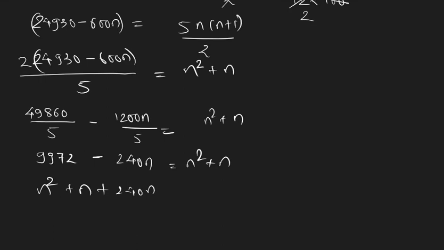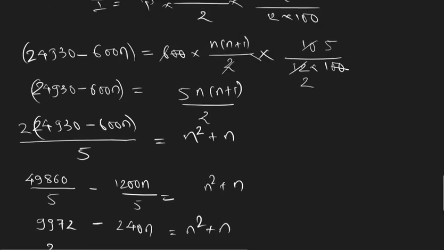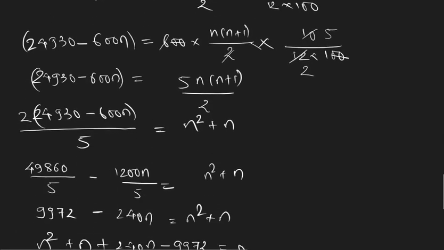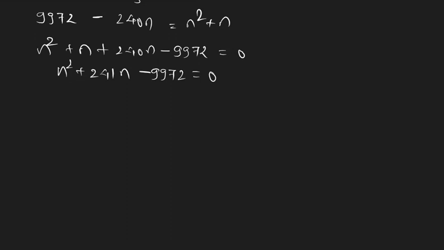And this 9972 also goes that side, so it becomes minus 9972 is equal to 0. So this will become n square plus 241n minus 9972. I hope this is correct, man, because so much hard work I've put here. See the hard work from here. I hope this is correct. Okay, let's find out. So first what we'll do here is 9972. We'll find the prime factors.